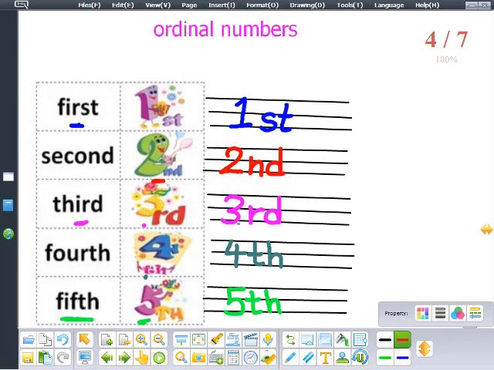Well, what about the one who stands number 4? We call him fourth. So this is number 4, we call him fourth. What about number 5? What do we call it? When we have it in order, we call it fifth, like that, and we write it 5th, fifth. Is it clear? Is it easy?